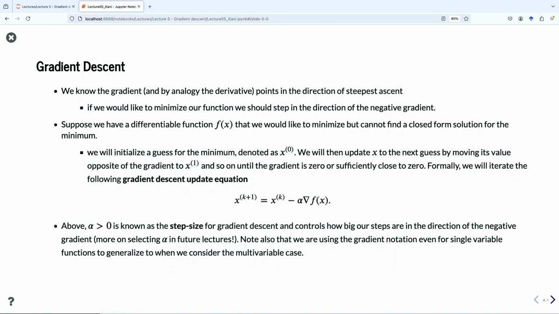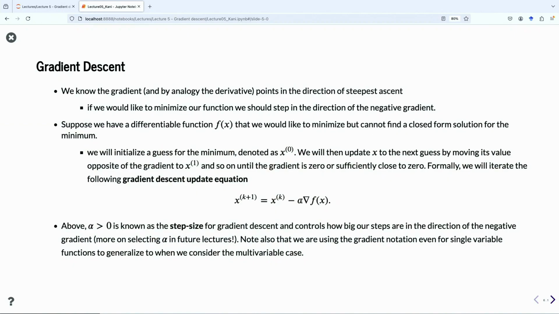And then the idea becomes, supposing we have a differentiable function f of x that we would like to minimize, but we cannot find a closed form solution for, or even if we could find a closed form solution for it, we're just not in the mood to do that. We are going to initialize a guess somewhere in the vicinity of the minimum, hopefully, but maybe not. A random guess works just fine. Then we'll update x by moving its value opposite to the gradient, i.e. x of k plus 1 is equal to x of k minus alpha times the gradient of f at x of k.